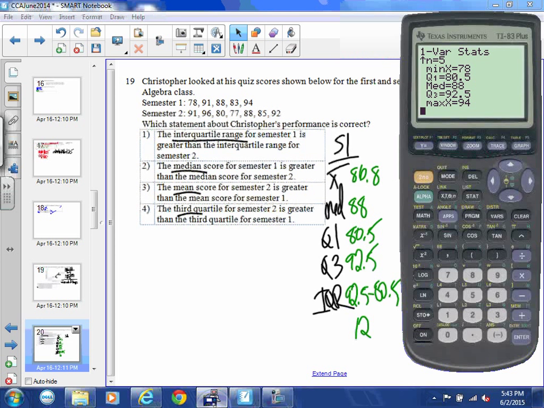Now I'm going to input the data for the second semester. 91, 96, 80, 77, 88, 85, 92. Stat, calc, one variable statistics, enter. Mean is 87.